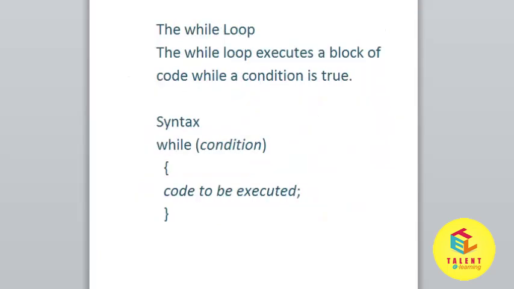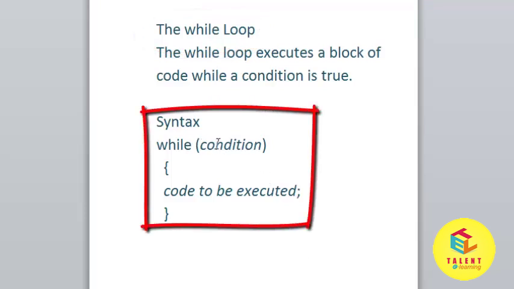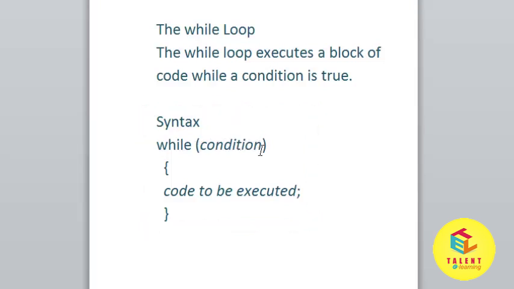Now, the while loop. The while loop executes a block of code while a condition is true. This is the syntax for while loop. Here in this syntax, while contains condition as an argument, and this code will run as long as this condition is true.